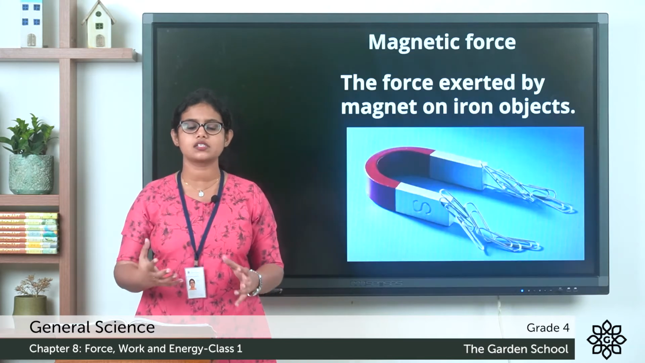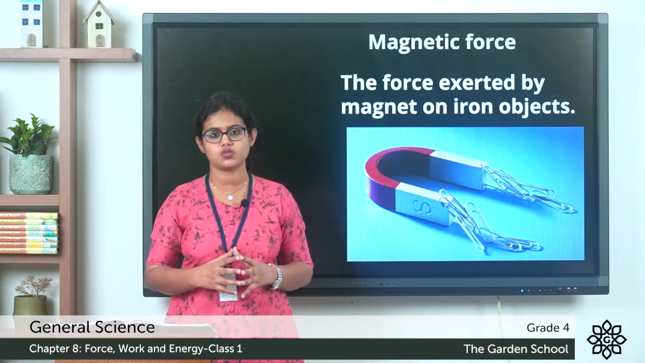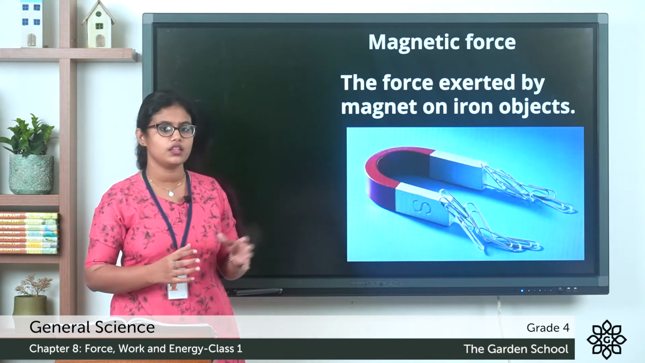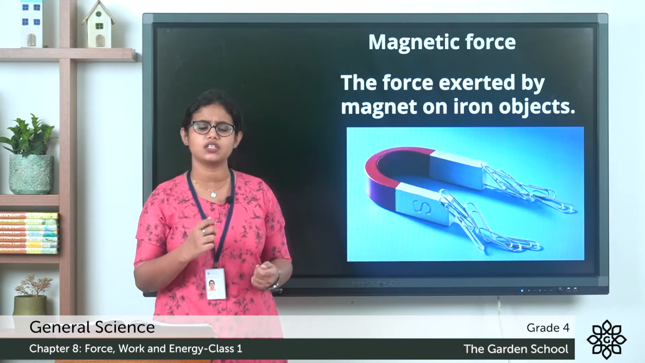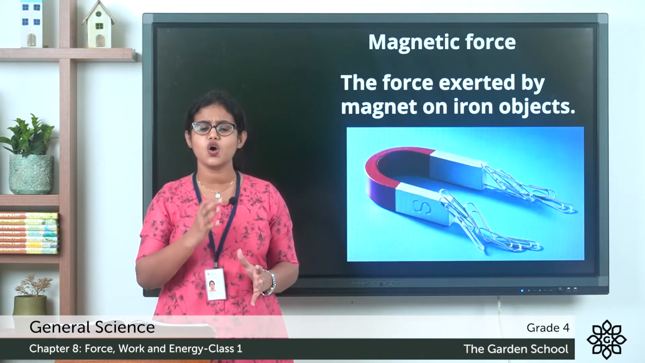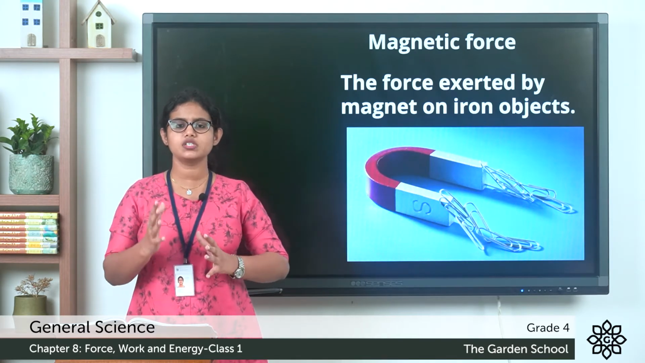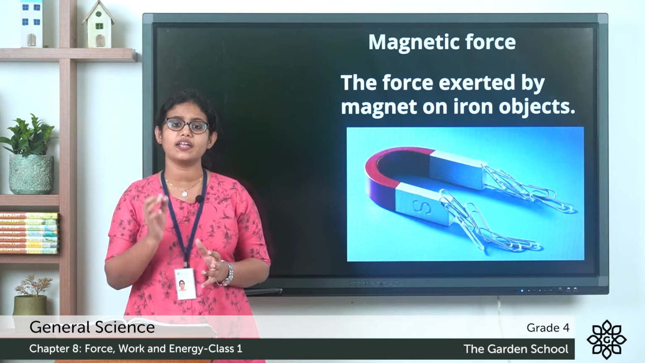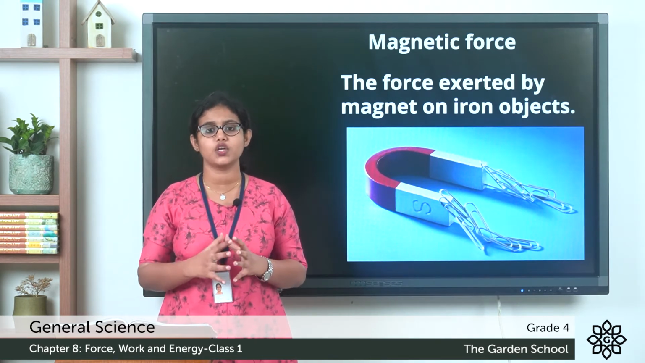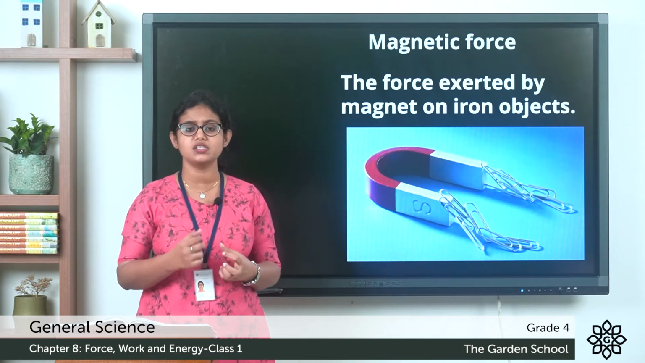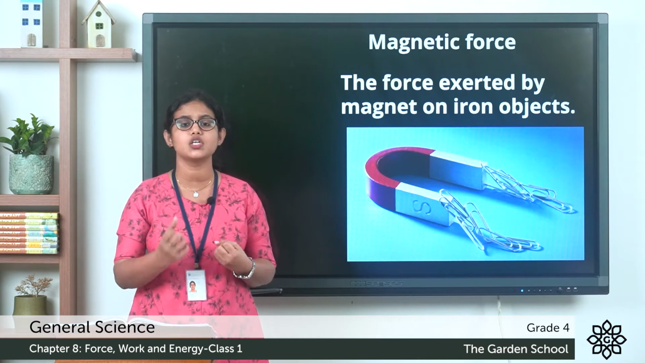So, which is the next type of force? The next type of force is the magnetic force. So here you can see the paper clip stick to the magnet. The paper clip contains iron. So magnet always attracts iron objects. Have you seen magnet attracting an iron object? This magnet applies a pull force and it pulls iron objects towards it.